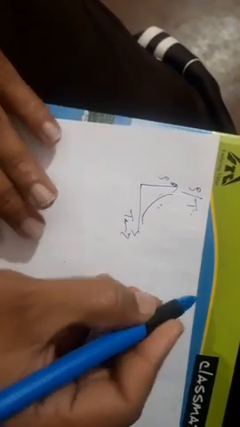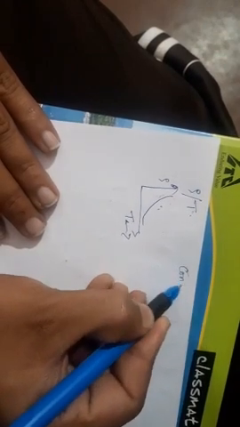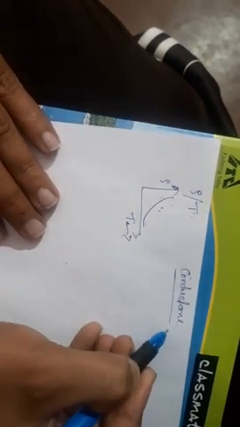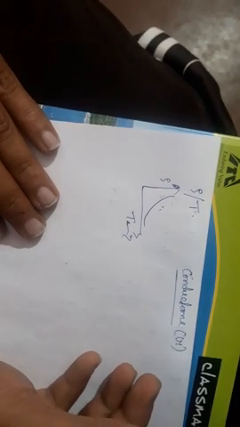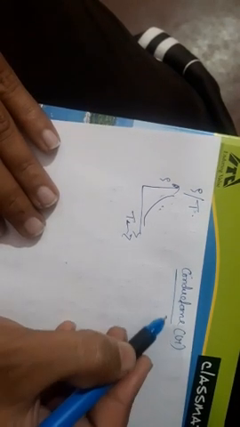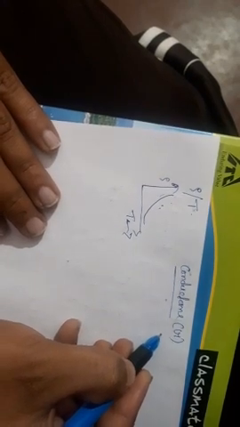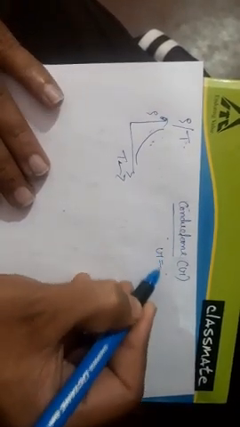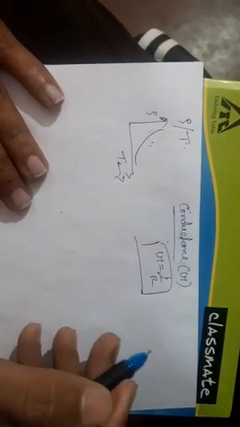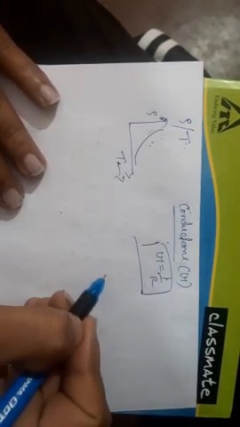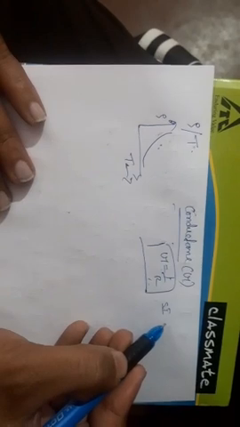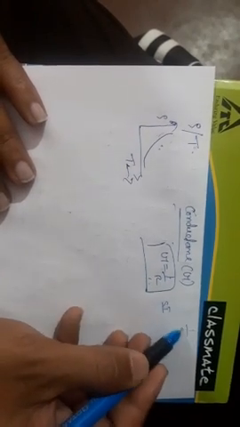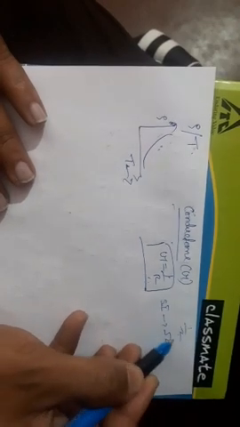The next concept is conductance. The symbol of conductance is capital G. Conductance is defined as the reciprocal of resistance. What is the unit of conductance? The unit of resistance is ohm, so the unit of conductance is 1 by ohm, which can be written as ohm inverse.